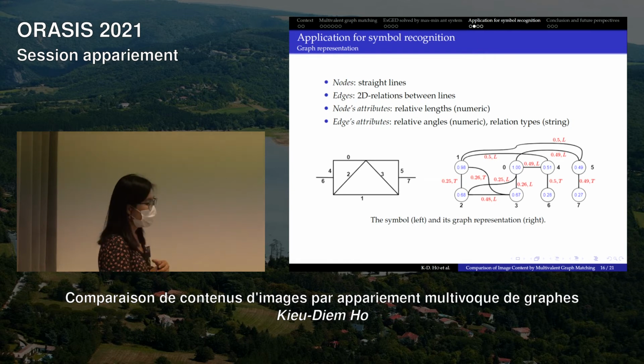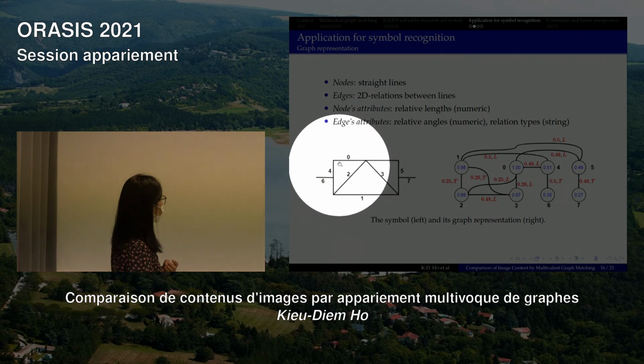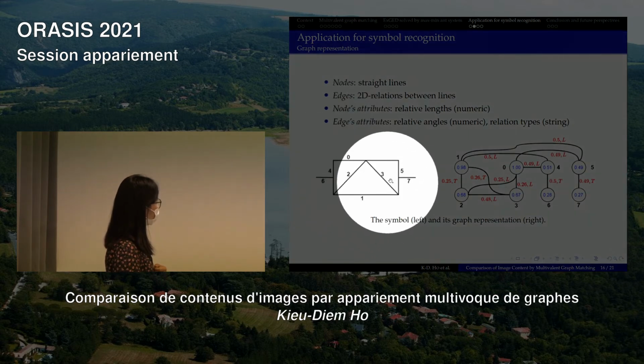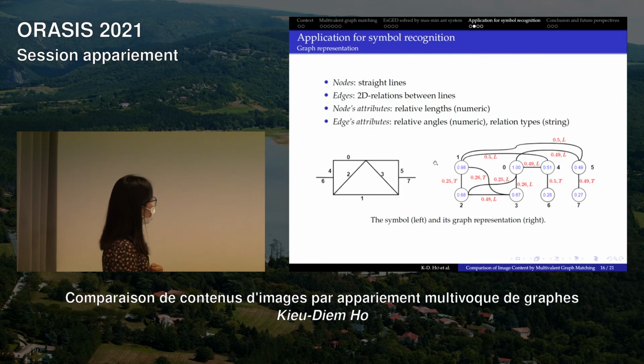And one important step for doing graph matching is doing graph representation. So here, a node corresponds to a straight line in this symbol, and the edges are the 2D relations between lines. The node attributes are the relative length, and the edge attributes are the relative angle and relation types. So here is one example of the graph representation of the symbol on the left. So this graph contains both numeric and symbolic attributes.